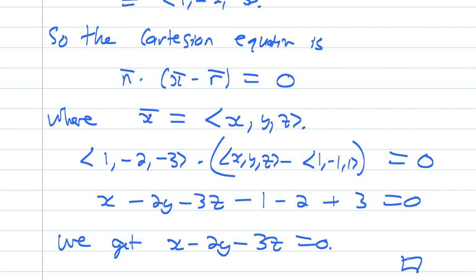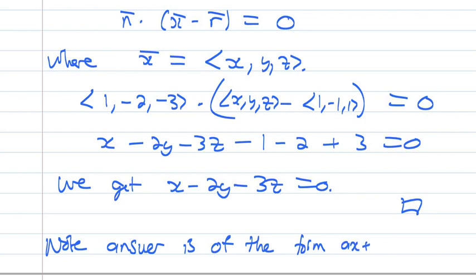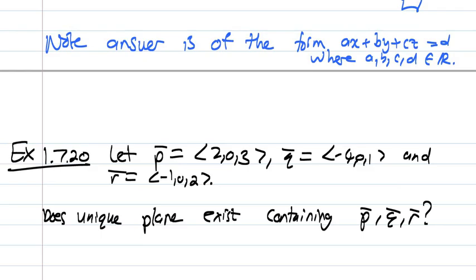And that, ladies and gentlemen, is the answer. So here is the Cartesian answer. So note, the answer is typically of the form ax plus by plus cz is equal to d, where a, b, c, and d are real numbers. Alright, so here a is 1, b is minus 2, c is minus 3, and d is 0. Alright, let's do another example.